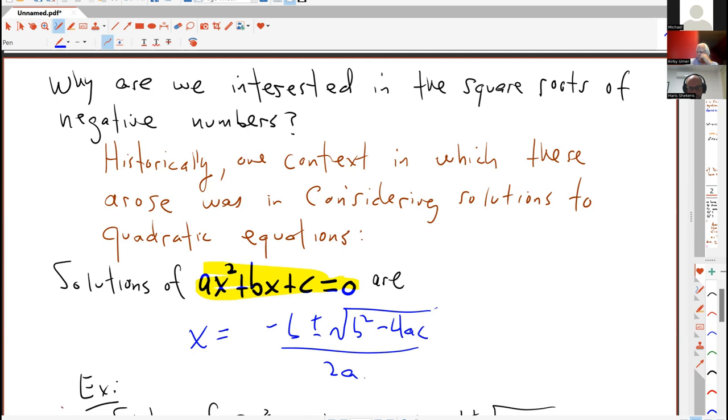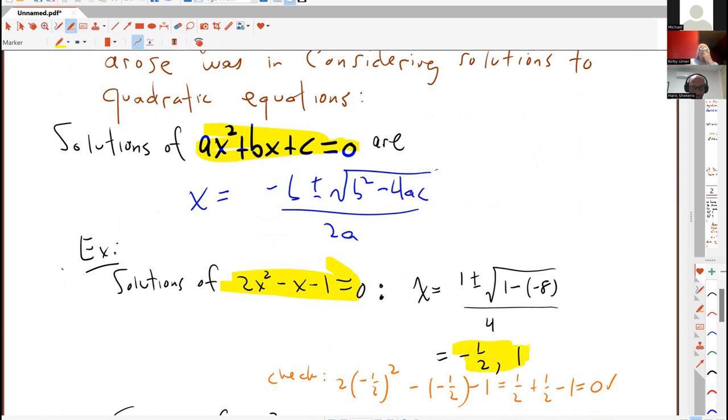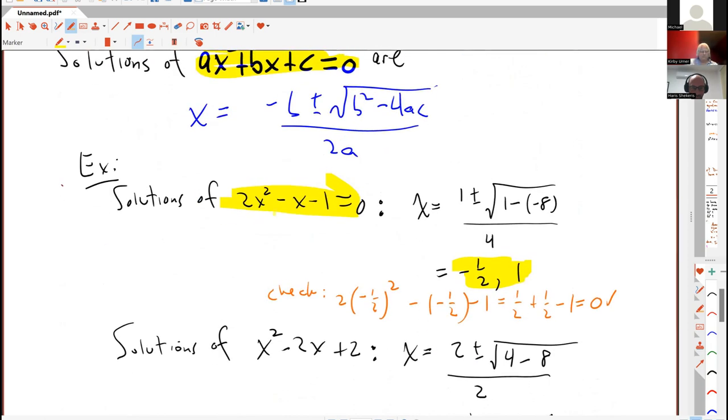Now, of course, a had better not be 0, but if a is 0, then you don't have a quadratic equation. You have a linear equation. So, for example, you can find the solutions of this quadratic equation just by plugging into the quadratic formula, and you get a couple of real roots. And you can check it just by plugging those roots back into the original equation and making sure that you get 0, as we did here.